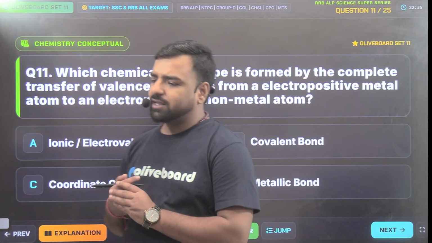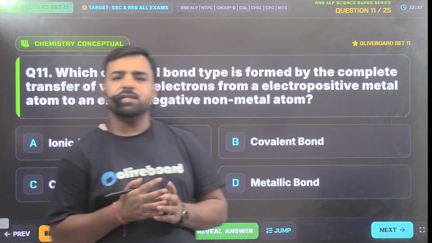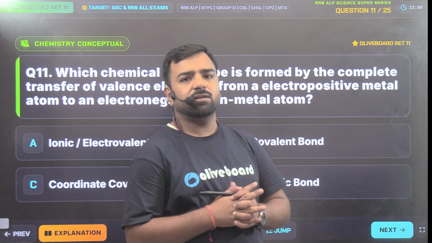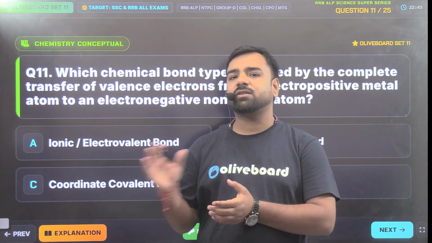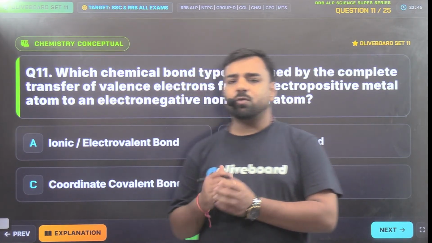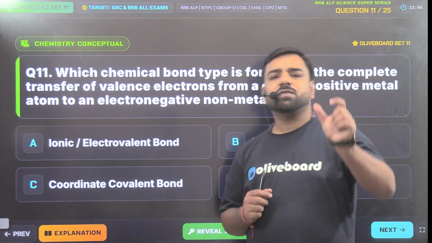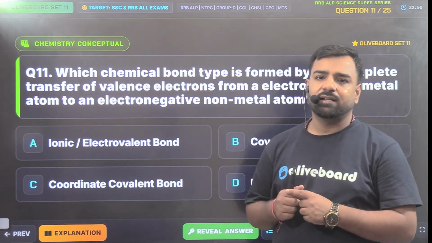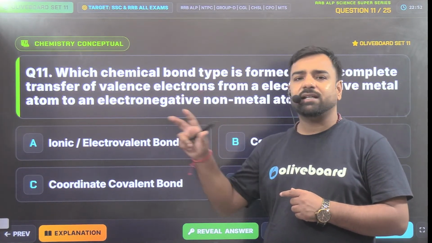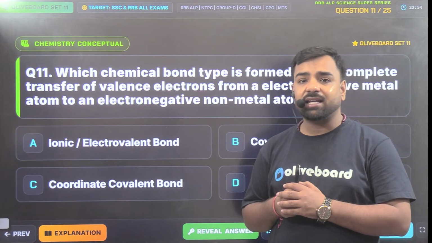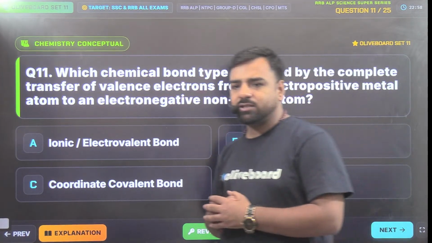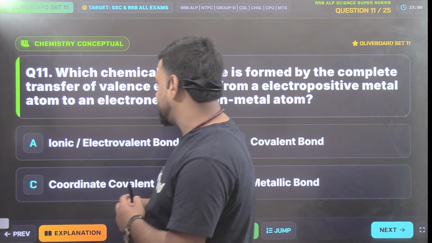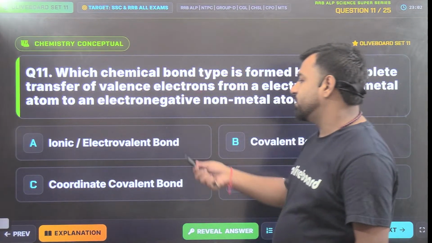We know there are different types of bonding. The first one is ionic bonding or electrovalent bonding, where one element donates the electron and another actually gains the electron. When electrons are donated, positive charge comes, it becomes a cation, and the element that gains the electron becomes an anion. Ankita is going with option A, Utkarsh is also going with option A. So ionic or electrovalent bond is the correct answer.